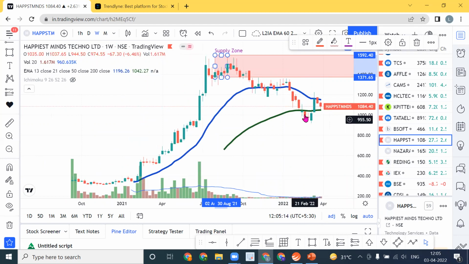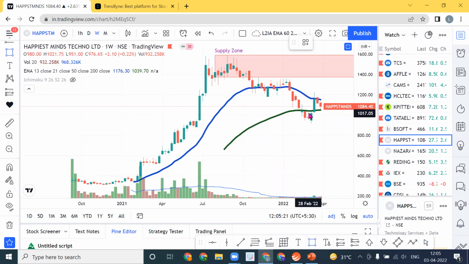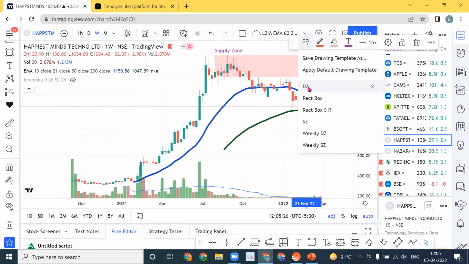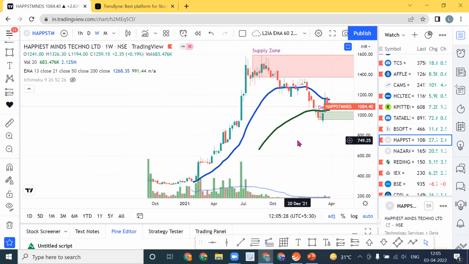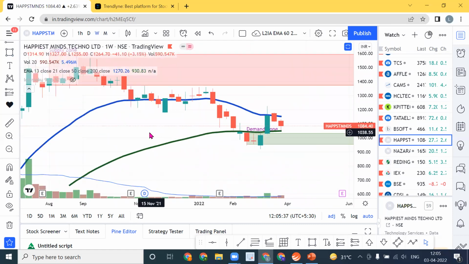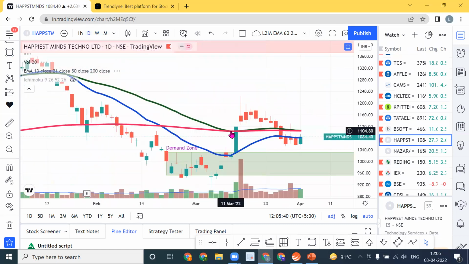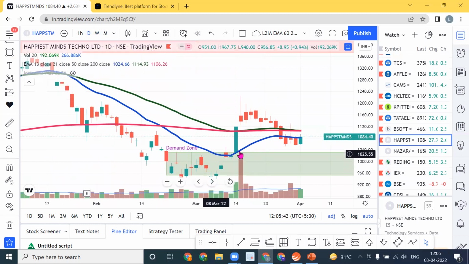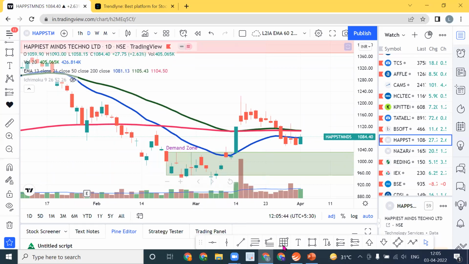You can see here a drop, a base and a rally. So this is possibly the lower levels of this particular stock. So from 1400, 1084, it will come down and it will go up. At a day level also, you can see, okay, here there is a chart, here is a demand zone in the day chart also.